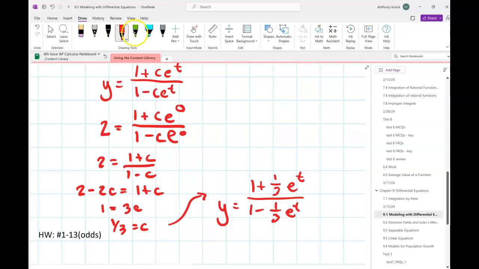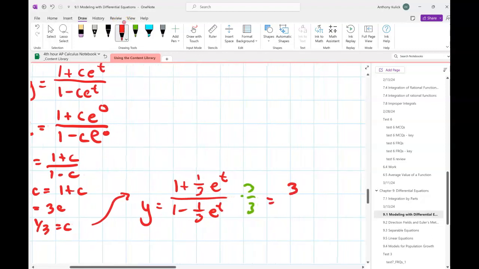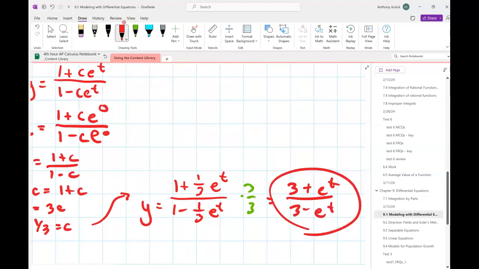Do you think that's the way the answer would look if this is a multiple choice question? No. Why not? Think they'd have fractions inside of fractions? What would you do to get rid of the fraction inside a fraction? We'll just multiply the top and bottom by 3, right? So probably the way it would look is that. What do you guys think?